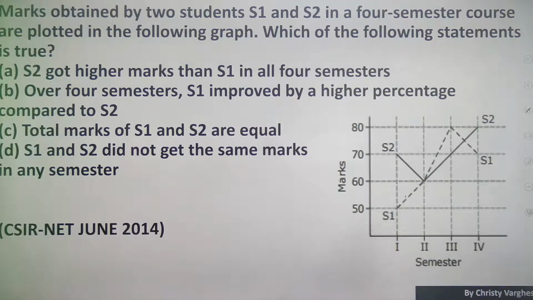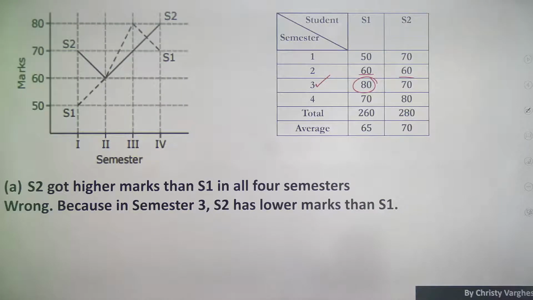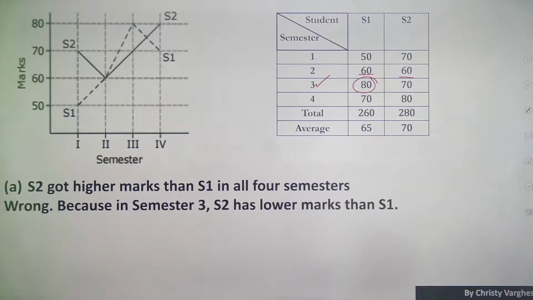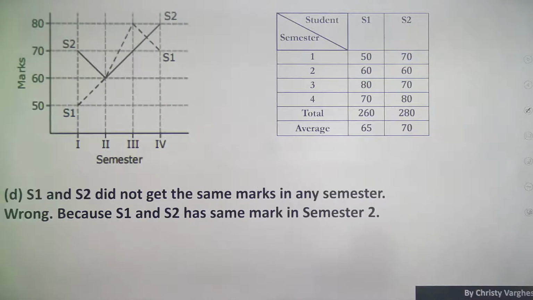Option C is saying total marks are equal. That is wrong. Total marks, when you add it up, you will get 260 and 280. That is not equal. Another option says S1 and S2 did not get the same marks in any semester. That is also wrong. In the second semester they got the same mark. True statement is asked, so definitely option B is the only true statement. Is that clear, all of you?